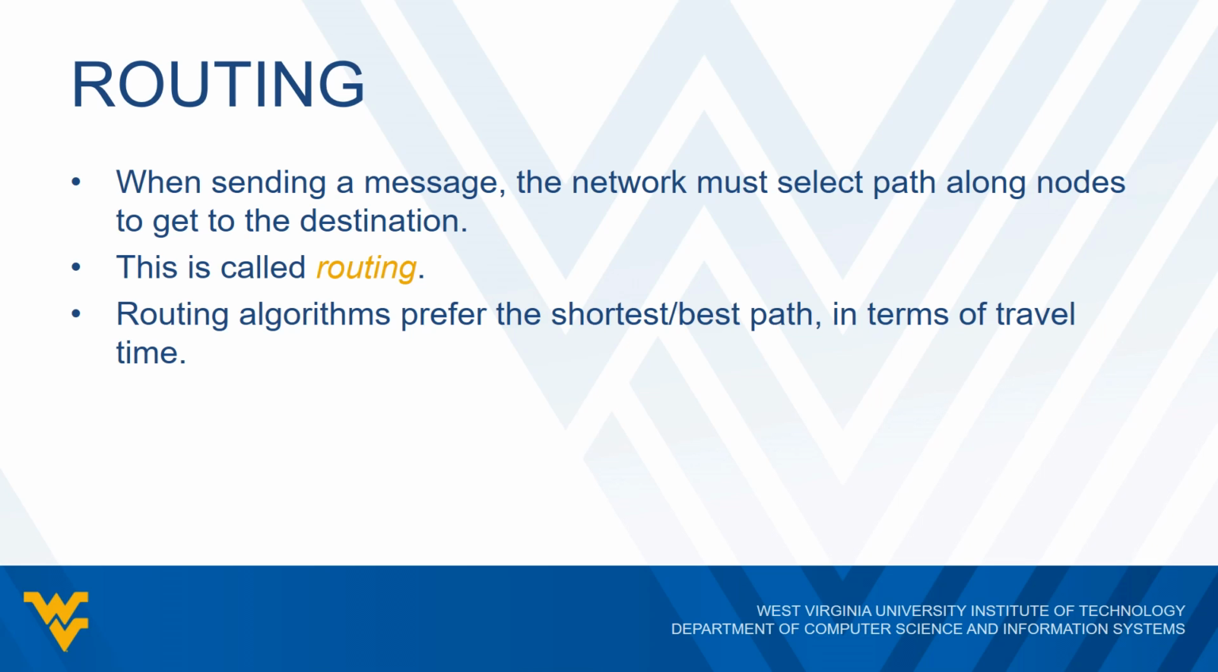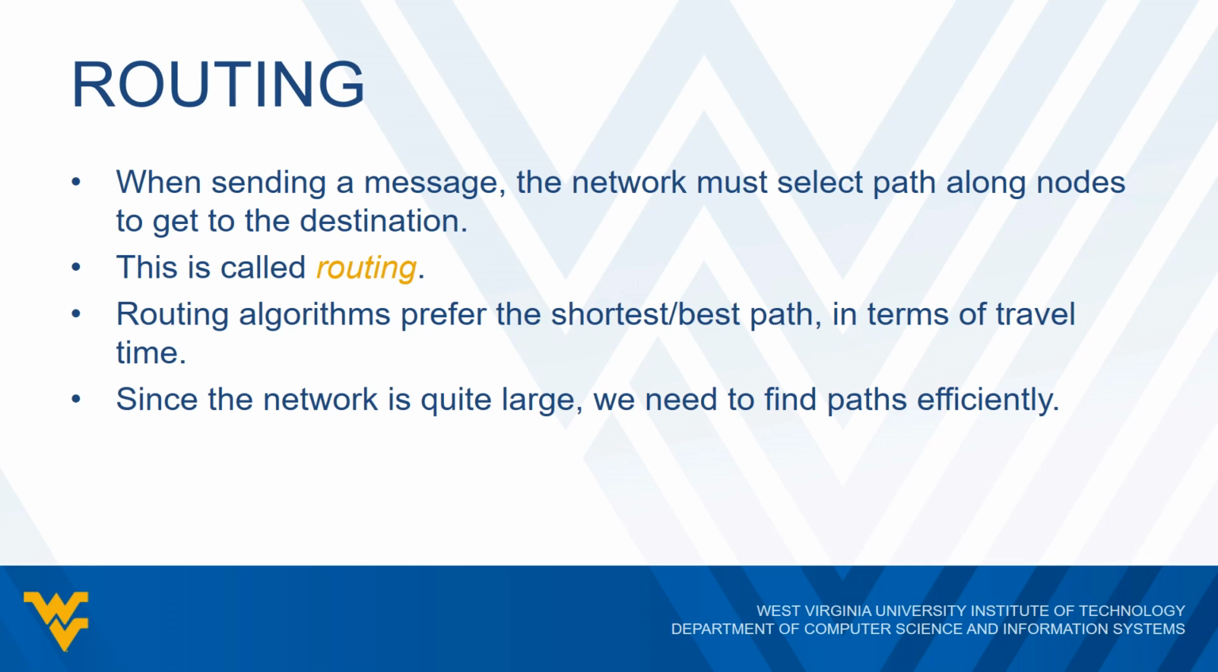Now, we have to be very careful because the network is very large, so we need a very efficient approach for finding the shortest path. If we just try to check all possible paths, that's going to take forever. We can't just check every single path and pick the smallest one. We need something more efficient, and there are some algorithms that do this. One example is Dijkstra's algorithm, which we're not going to get into in this class, but it's a very efficient algorithm for finding the shortest path from one place to all other possible destinations.